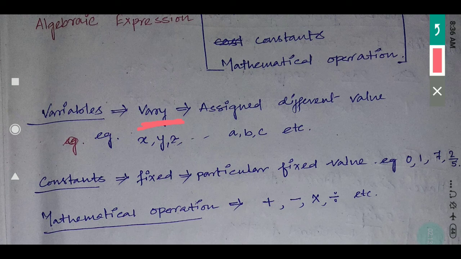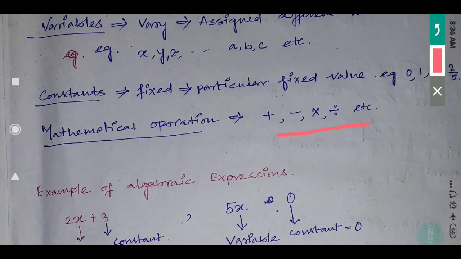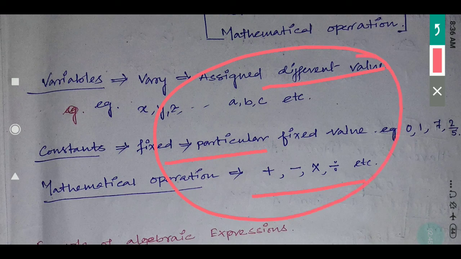Now constant means it has a fixed value. That means a fixed particular value, like 1, 2, 2 by 5, 3 by 7. Like this, it is constant. And mathematical operation means addition, subtraction, division; these are all mathematical operations. So if variable, constant and mathematical operation are all present in one expression, then it is called an algebraic expression.